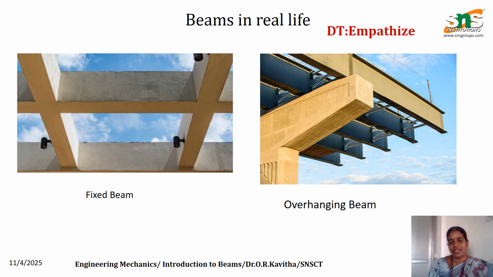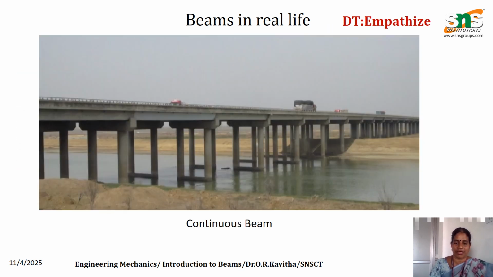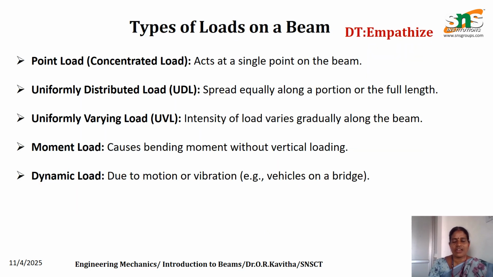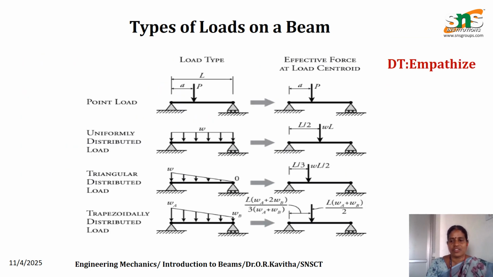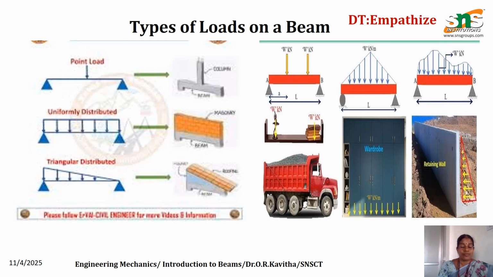And in the overhanging beam, this is a girder, and beyond the girder the beam is projected. So some portion is overhanging, and therefore we are calling this beam an overhanging beam. And here you can see the beams are supported by more than 2 supports. It is a continuous beam. And we will see the different types of load: point load, UDL, UVL, etc. So first we will see the point load.